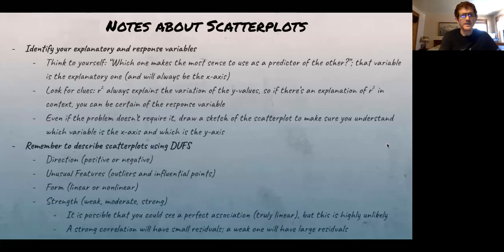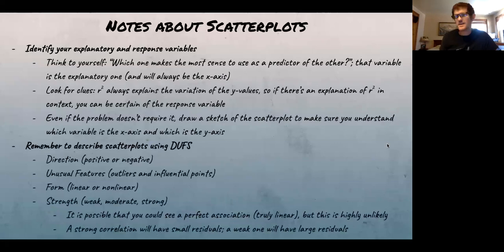Okay, so notes about scatter plots. This is kind of a recap of things, but some of the stuff I just want to make explicit. You need to carefully identify your explanatory and response variables. Explanatory will go on your x-axis, response will be your y. So which one makes the most sense to use as a predictor of the other? And that's going to be your explanatory. So the clues that you can look for, if in the problem it says something about what percent of the variation is explained, then you can use that.